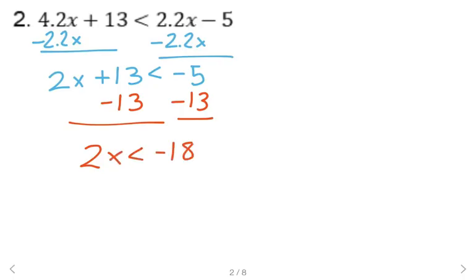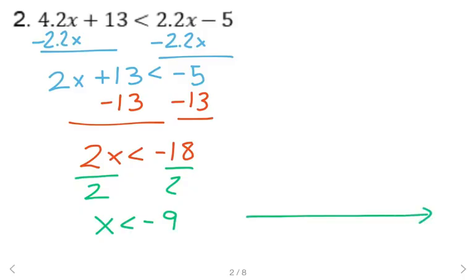And then to get rid of multiplying by 2, divide by 2, and we get x is less than negative 9. Notice that we did not reverse the inequality symbol. Well, why is that? Well, we just divided both sides by 2. We did not divide by a negative. If you multiply or divide both sides by a negative, that's when you reverse your inequality symbol.